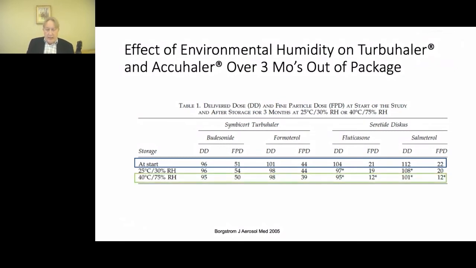But when you get to those higher humidities and higher temperatures, what you see is there's very little change in the fine particle and delivered dose for the Symbicort, but there's a quite dramatic change in the fine particle dose for the Diskus. That would suggest that you would have decreased lung delivery. But also notable is the delivered dose didn't drop. So that means you're going to have higher oropharyngeal deposition when you have a compromise in this inhaler's robustness.